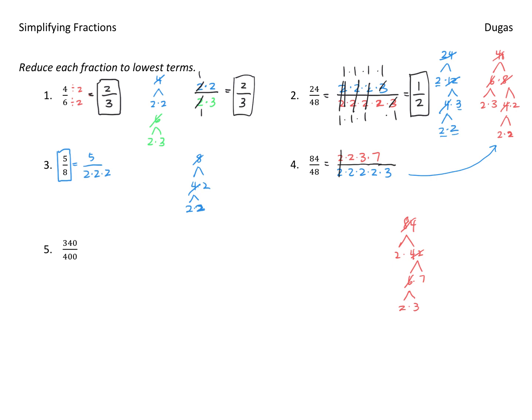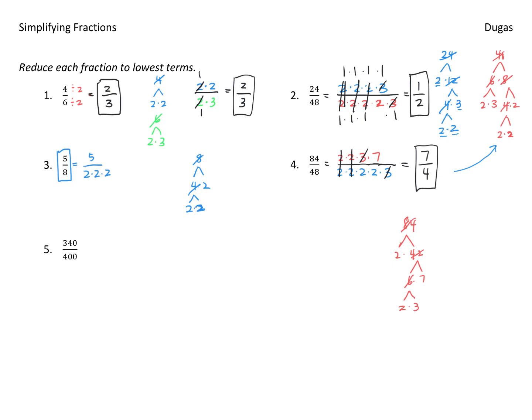Okay, so we've got 2s, another set of 2s, a 3 from the top and a 3 from the bottom. And it looks like that's all we have in common. So that is going to be 7 on top. And then we have 2 times 2 on the bottom, so 4. So 7/4 is the lowest terms for 84 over 48.